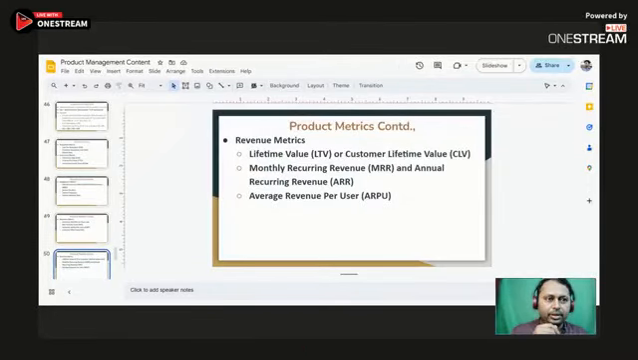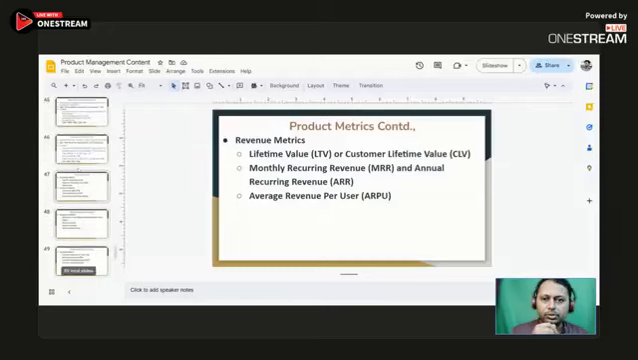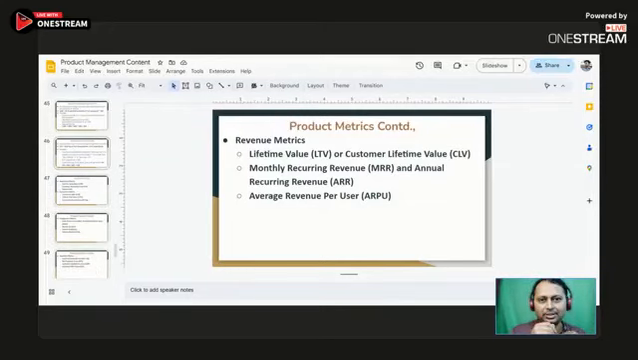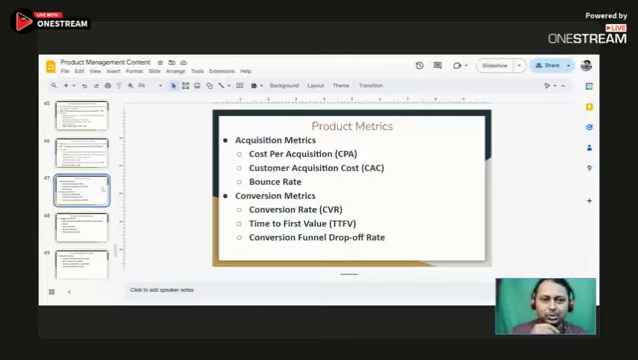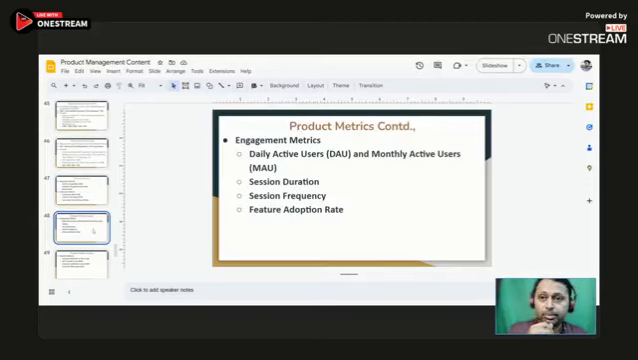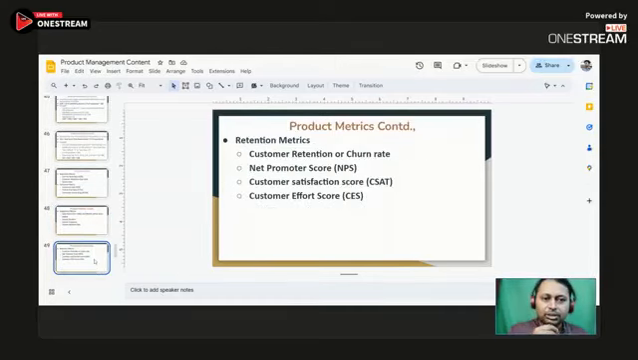So we talked about product metrics in the earlier videos. Of course, product metrics has been continuing for the past 4 to 5 episodes now. Earlier we talked about acquisition metrics and conversion metrics, where we covered cost per acquisition, customer acquisition cost, bounce rate, conversion rate, time to first value, and conversion funnel drop off rate. Then we talked about engagement metrics, where we covered daily active users and monthly active users, session duration, frequency, and feature adoption rate as well. Retention metrics we talked about in the last video, where we covered customer retention, churn rate, net promoter score, customer satisfaction score, CSAT, and CES, customer effort score as well.